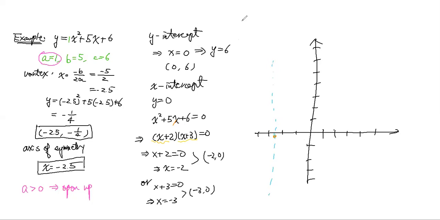Okay, so now I'm going to find my y-intercept, right? The y-intercept is (0, 6). So it's 1, 2, 3, 4, 5, 6. All right. And now my x-intercepts. They will be (-2, 0), so (-2, 0) is here, and (-3, 0) is here.